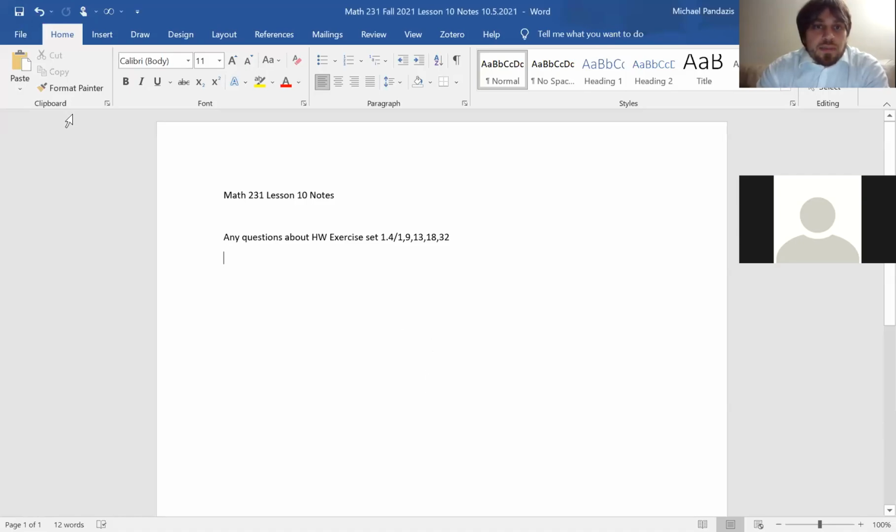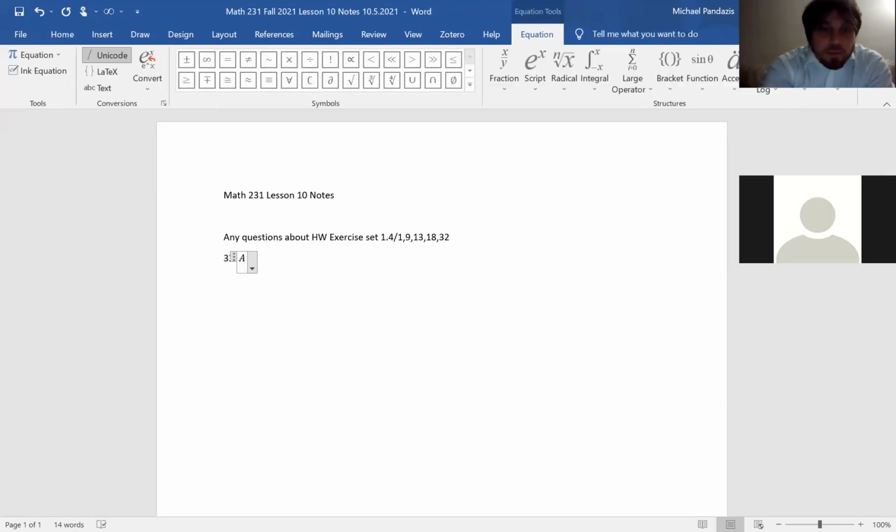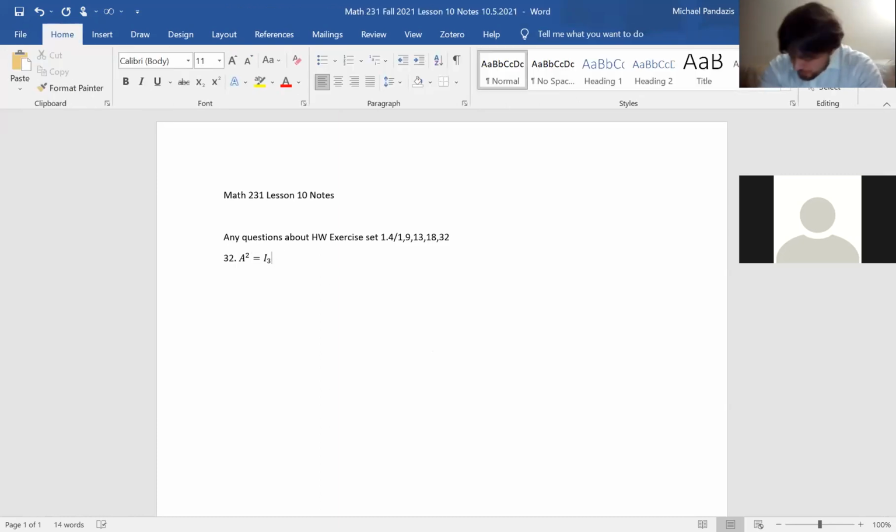Okay, so 32. So 32 reads for 1.4. The numerical equation a squared equals 1 has exactly 2 solutions. Find at least 8 solutions of the matrix equation A squared is equal to I sub 3. Okay, 8 solutions. Find at least 8 solutions.